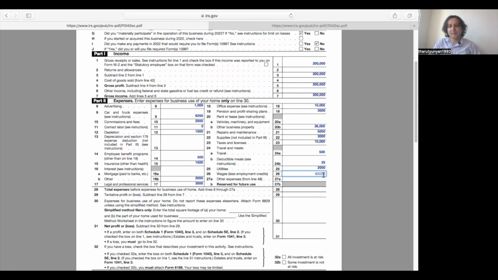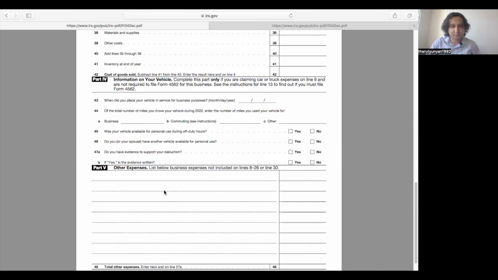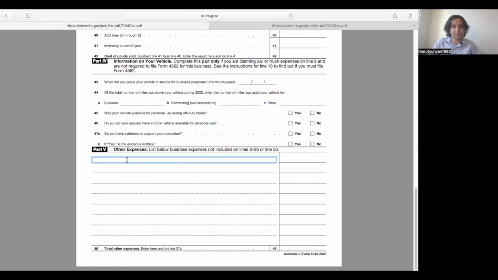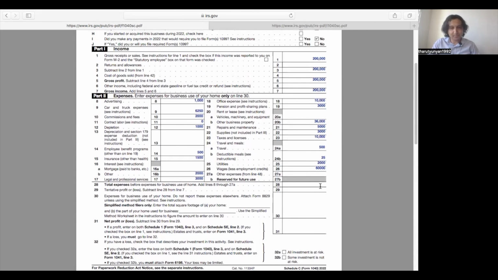And other expenses, obviously, you can put something else that's not specified here. By the way, if you're using the other expenses, you have to break them down on line 48. So you have to pretty much describe, right? Something, and then you write like $10, something else, $20, and you pretty much summarize your other expenses here.